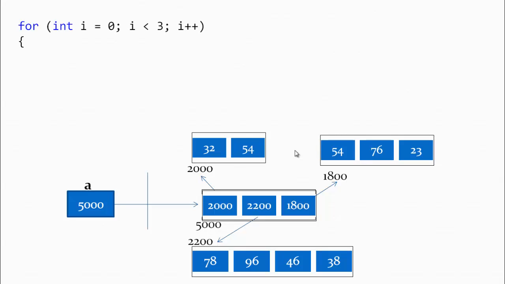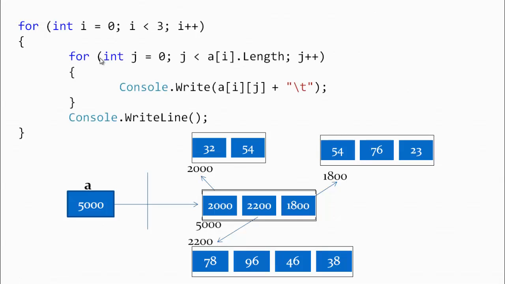Now to print a jagged array, again you are using nested loops, but this time you are sure about the value of i.